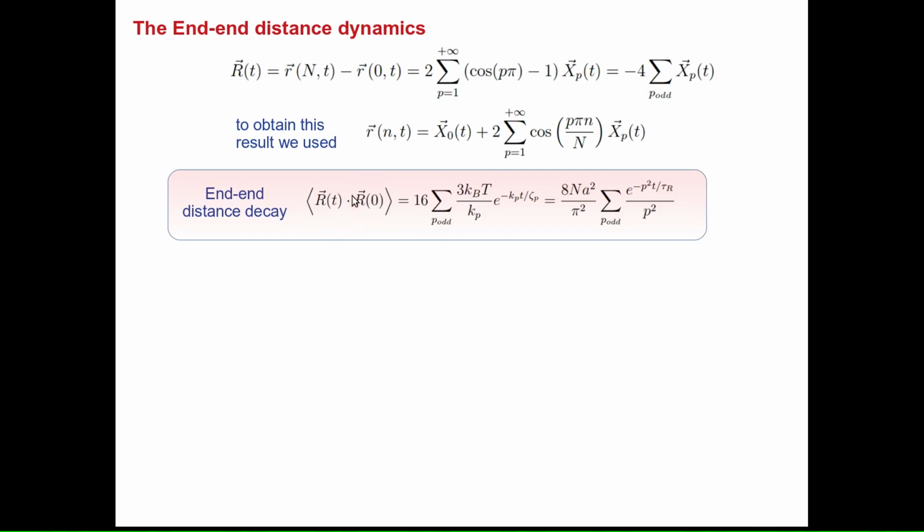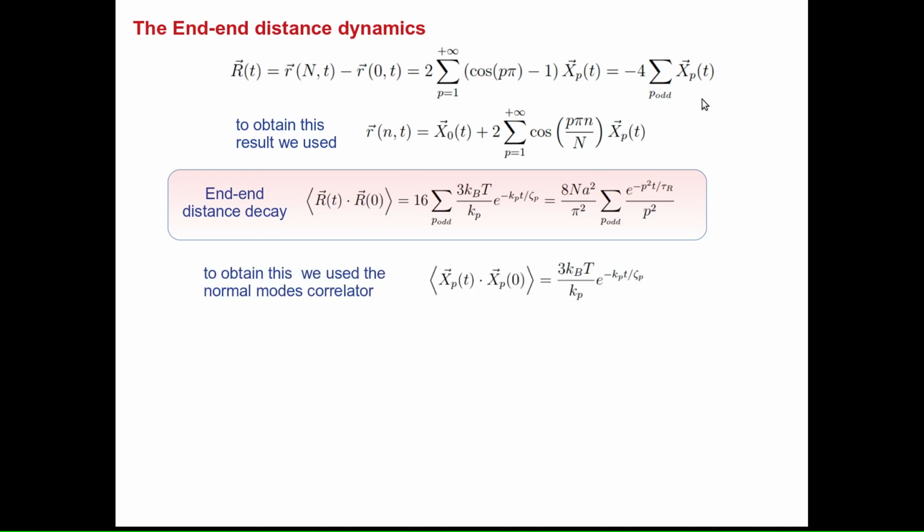So we calculate the end distance at time t equal to 0 and the end distance at time t equal to t. We take the scalar product of the two. We take the average, and we want to know what this quantity is. Now, thanks to this relation, we can express this quantity in normal modes, and the calculation becomes very simple.